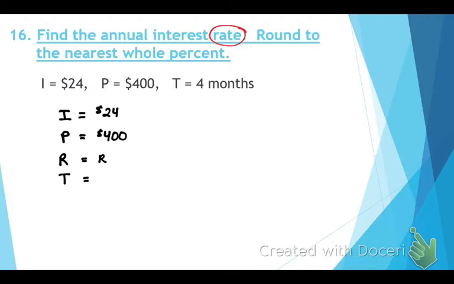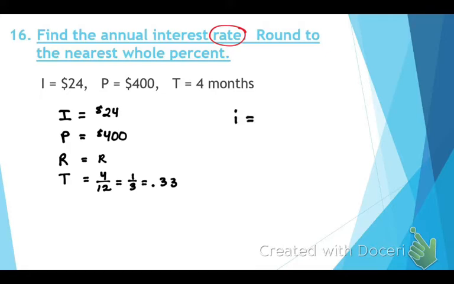4 months. But are we happy when it's months? No. So we have to figure out what portion of a year this is. Guys, how many months are in a year? 12. So this would be 4/12 of a year. Okay, let's reduce that, guys. What's 4/12? 1/3. If I were to turn that into a decimal, it would be 0.33.